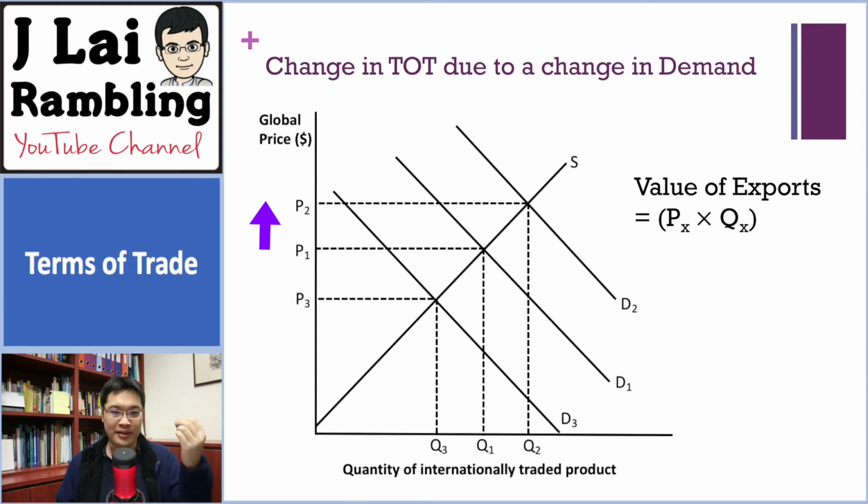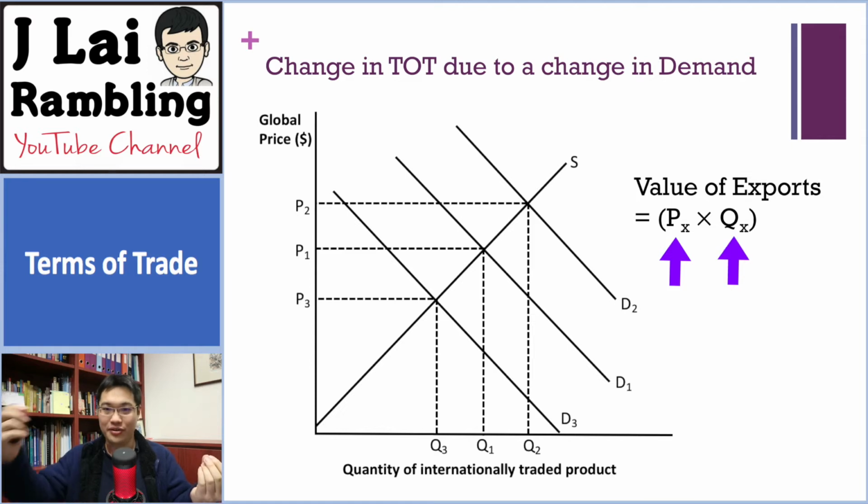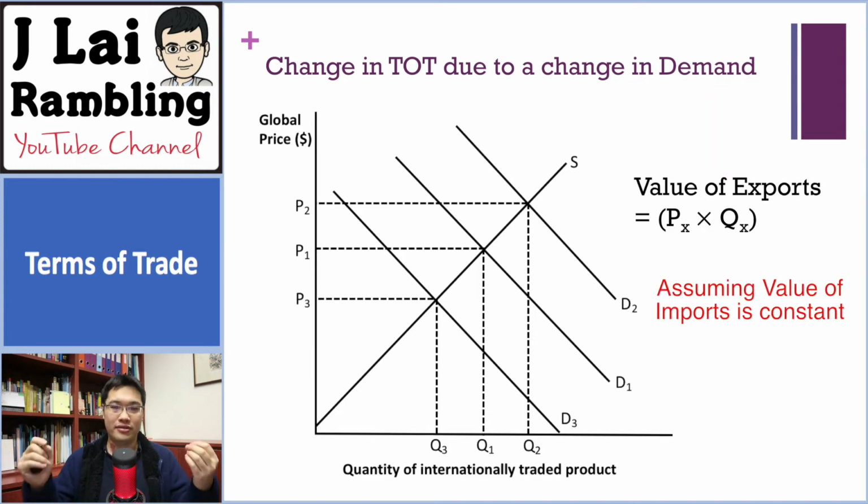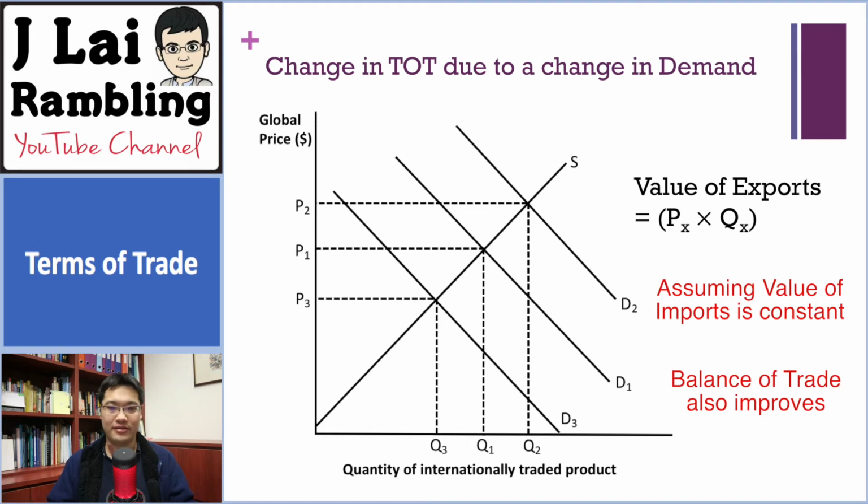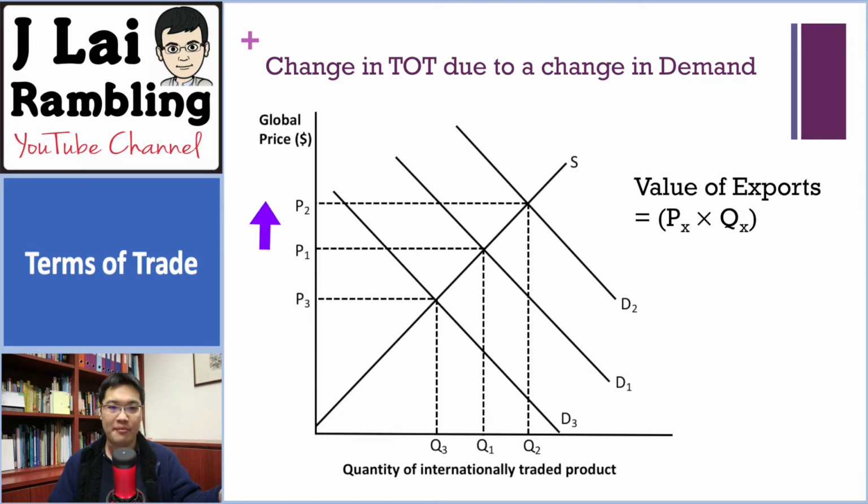There is an improvement in the terms of trade. What about from the balance of trade perspective? When the price increases, okay, and the quantity also increases, surely the value of exports would increase as well. And holding the value of imports constant, the balance of trade also increases, okay? So the balance of trade value also increases. A terms of trade improvement from P1 to P2 increases the value of the exports, which improves the balance of trade.